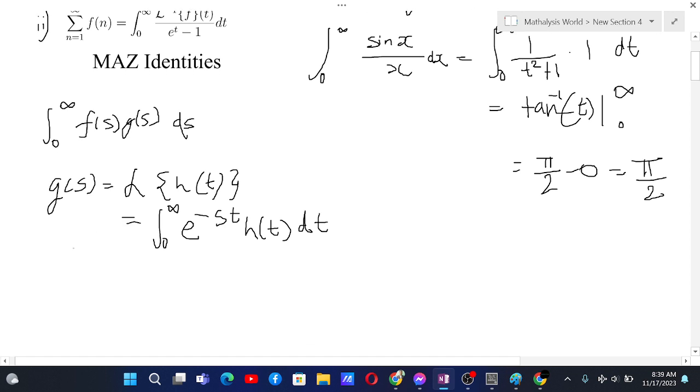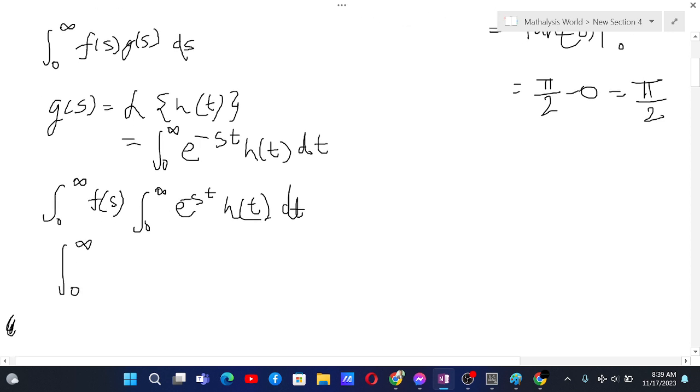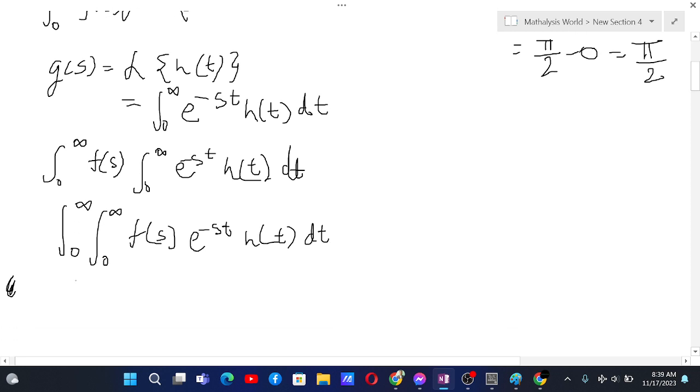And now if we substitute it back here, we have the integral from 0 to infinity f of s, integral from 0 to infinity e to the power minus st h of t dt. Now since this integral is in the world of t, this one is a constant because it's in the world of s, and so f of s can be brought inside the integral. Now since both have constant limits of integration, they can be exchanged.